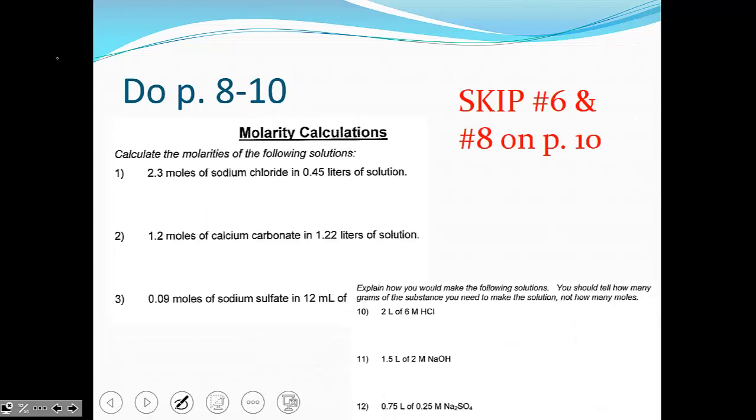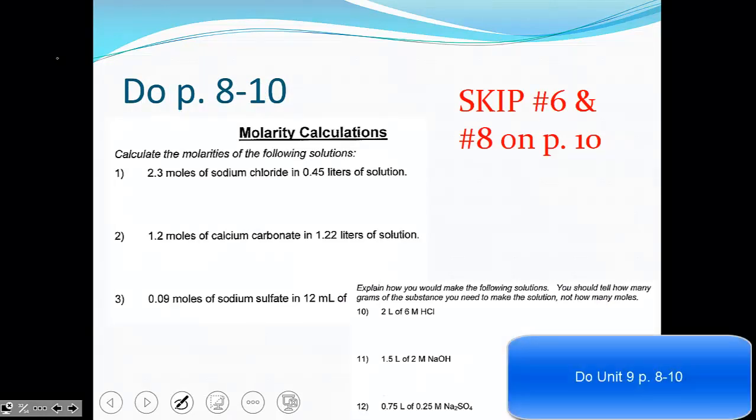Which brings us to your practice for the day. Please do page 8 through 10 in your packet. You can skip number 6 and 8 on page 10.